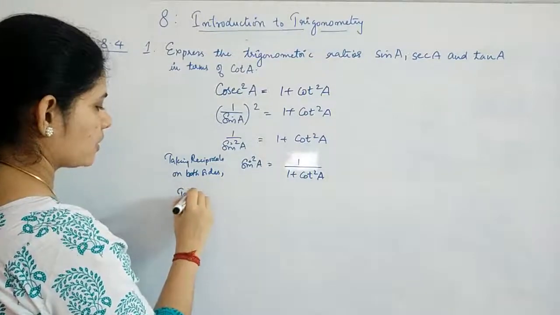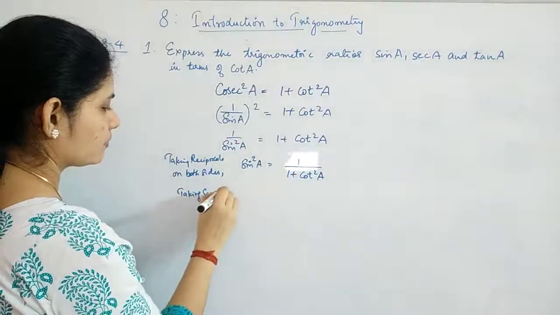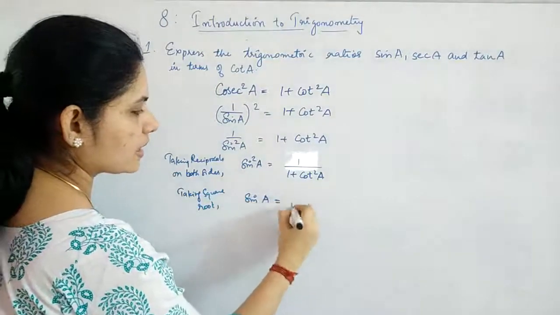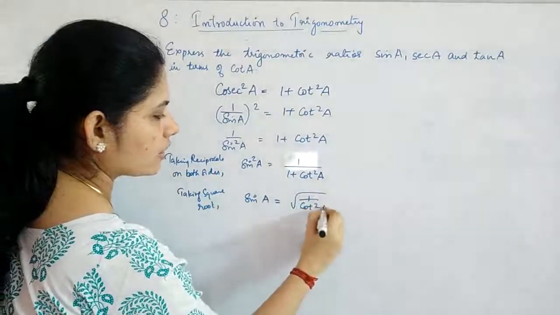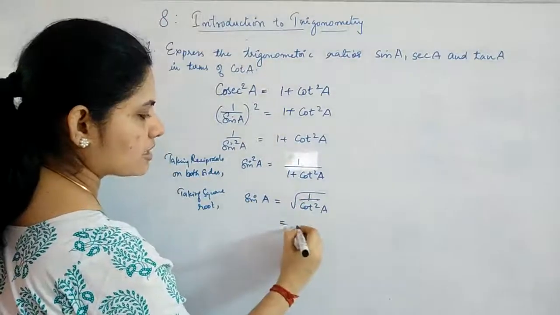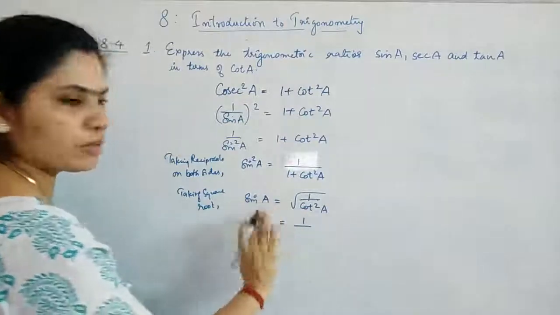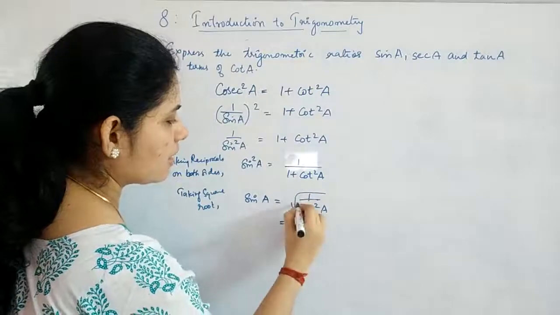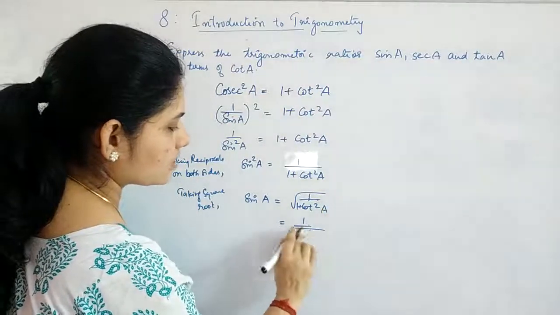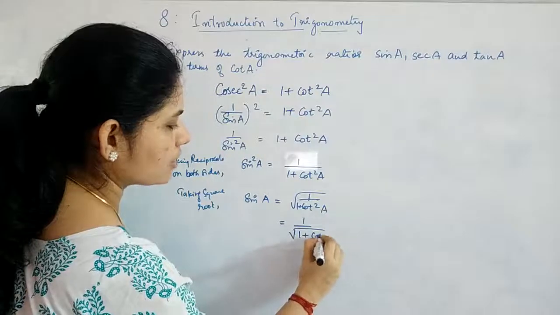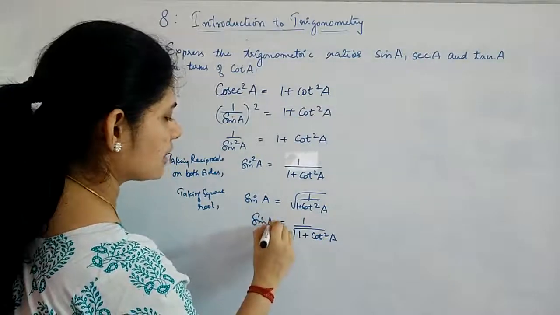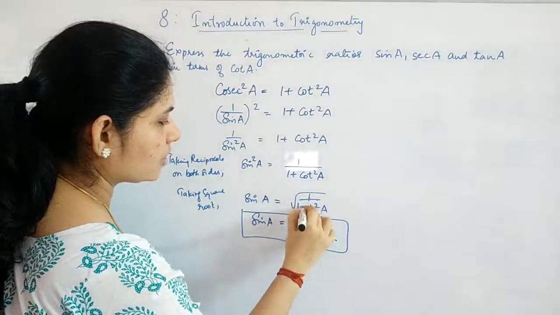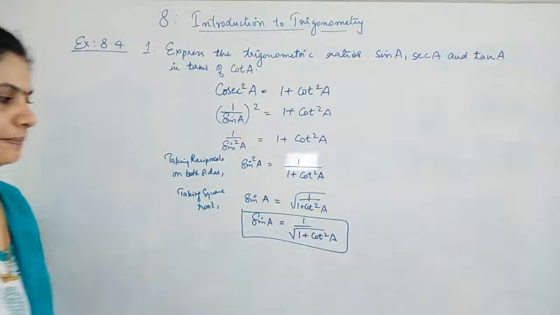Okay, so taking square root, you'll get sin A in the left hand side and this will become root of 1 by 1 plus cot square A, which is same as 1 by root of 1 plus cot square A, because while taking root of 1 we are taking only the positive value. So sin A is equal to 1 by root of 1 plus cot square A. Clear?